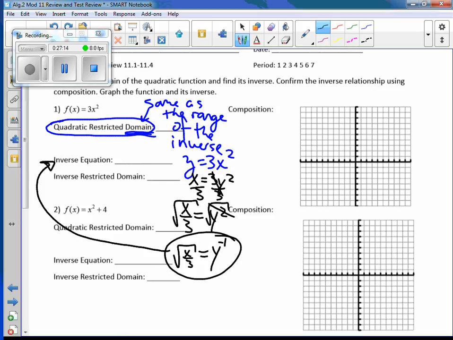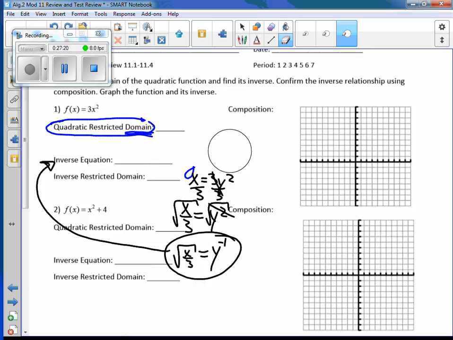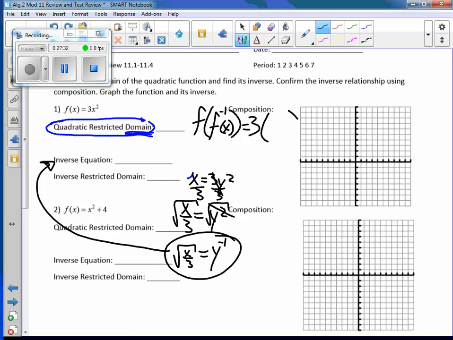And so to prove through composition, I'm going to erase some of this over here and do it over here. To prove through composition, I'm going to plug that equation into the original one. So here's the original f, and inside of it, I'm going to plug in the inverse. So 3 parentheses. So what's the inverse? I'm going to plug this right here.